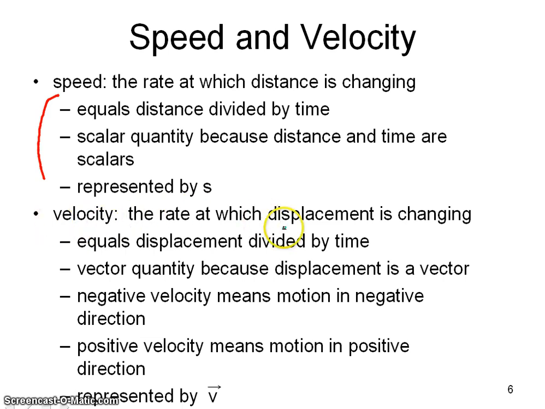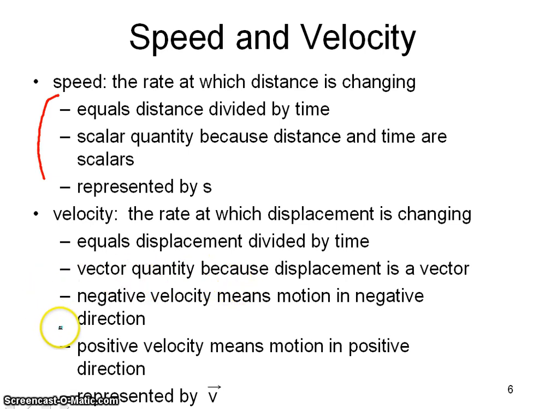Velocity is the rate at which displacement is changing. So velocity is a vector because displacement is a vector. And since it's a rate, we divide by time. Rate means divide by time. So we take the displacement and divide it by the time. It's a vector quantity because displacement is a vector.